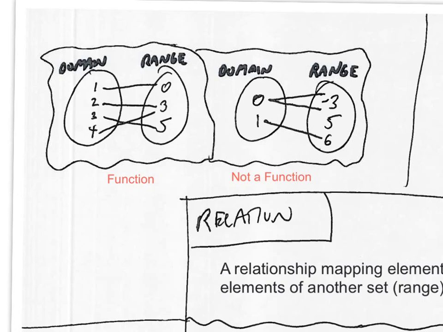This mapping diagram here shows input values in the domain mapped to output values in the range. The mapping diagram on the left is a function because each input on the left is drawn to only one output on the right. The mapping diagram on the right is not a function because the input of 0 is mapped to both -3 and +5. Because the input of 0 has more than one output, this is not a function.